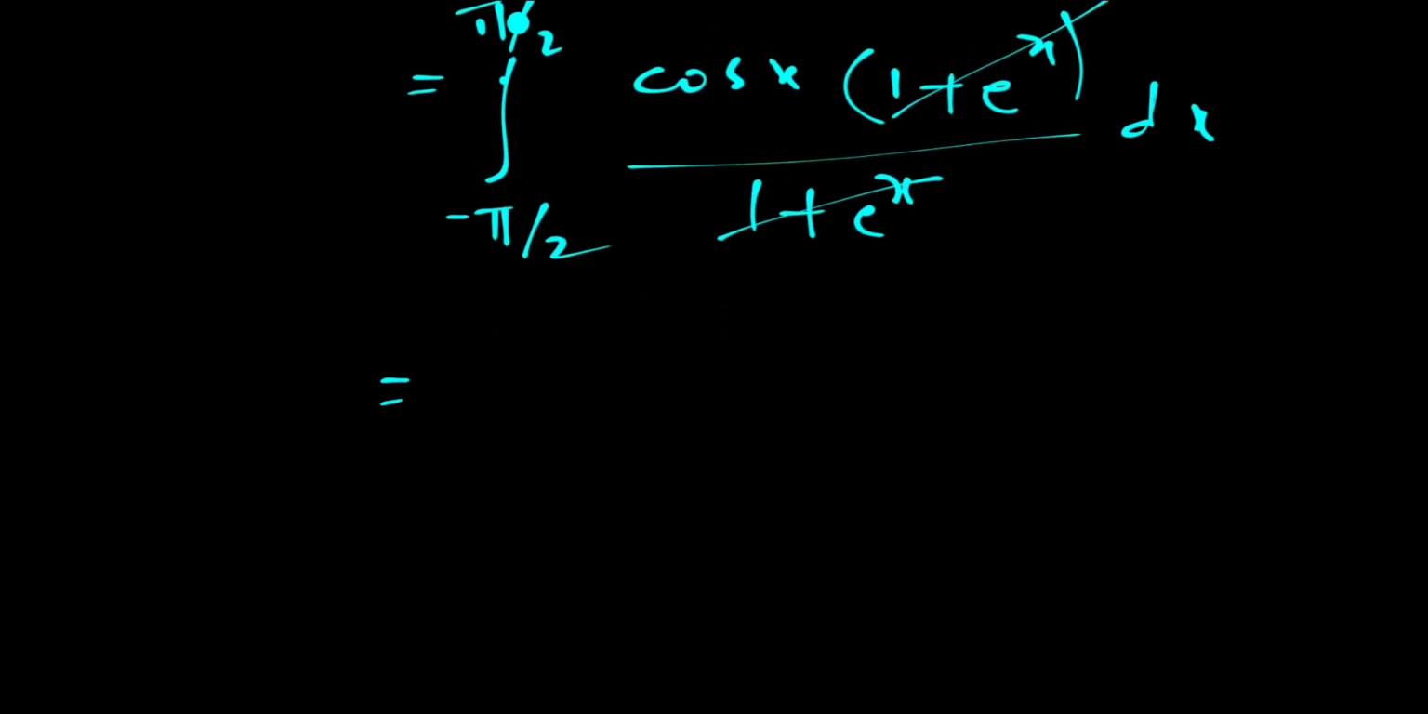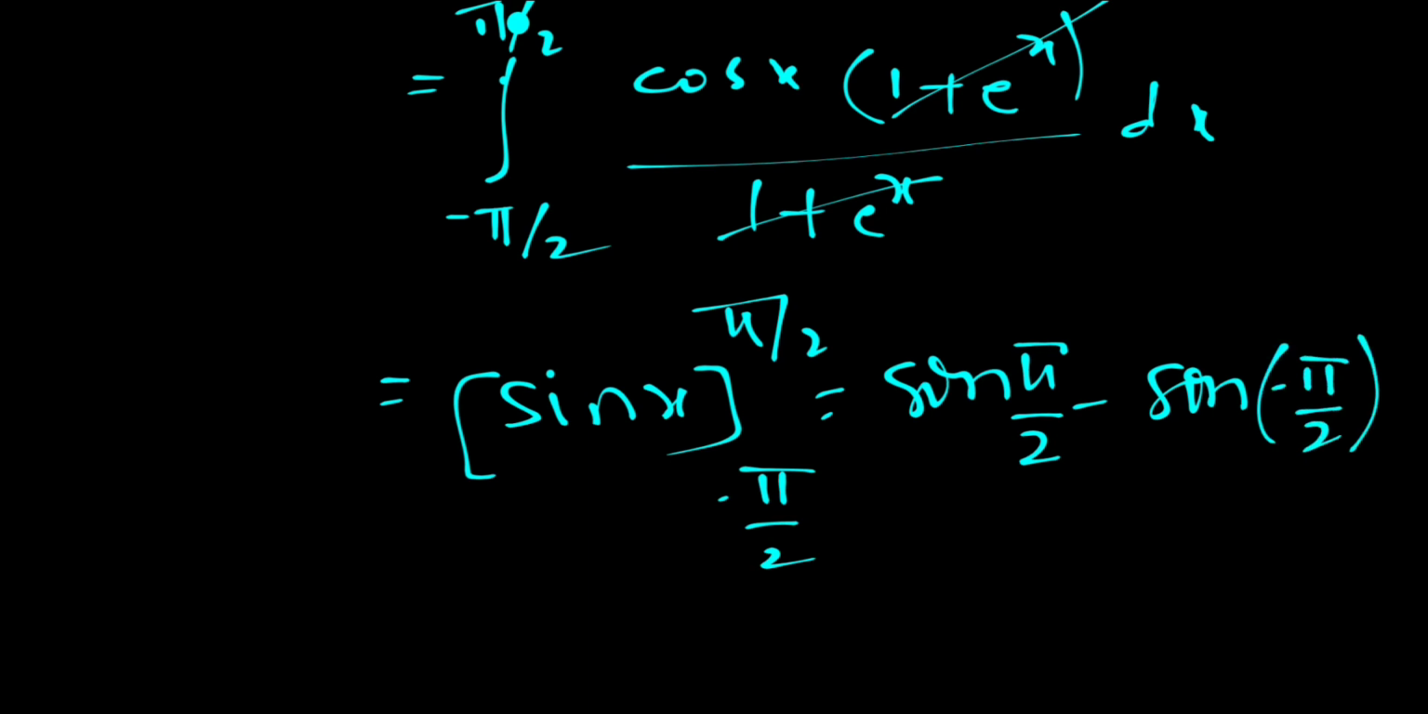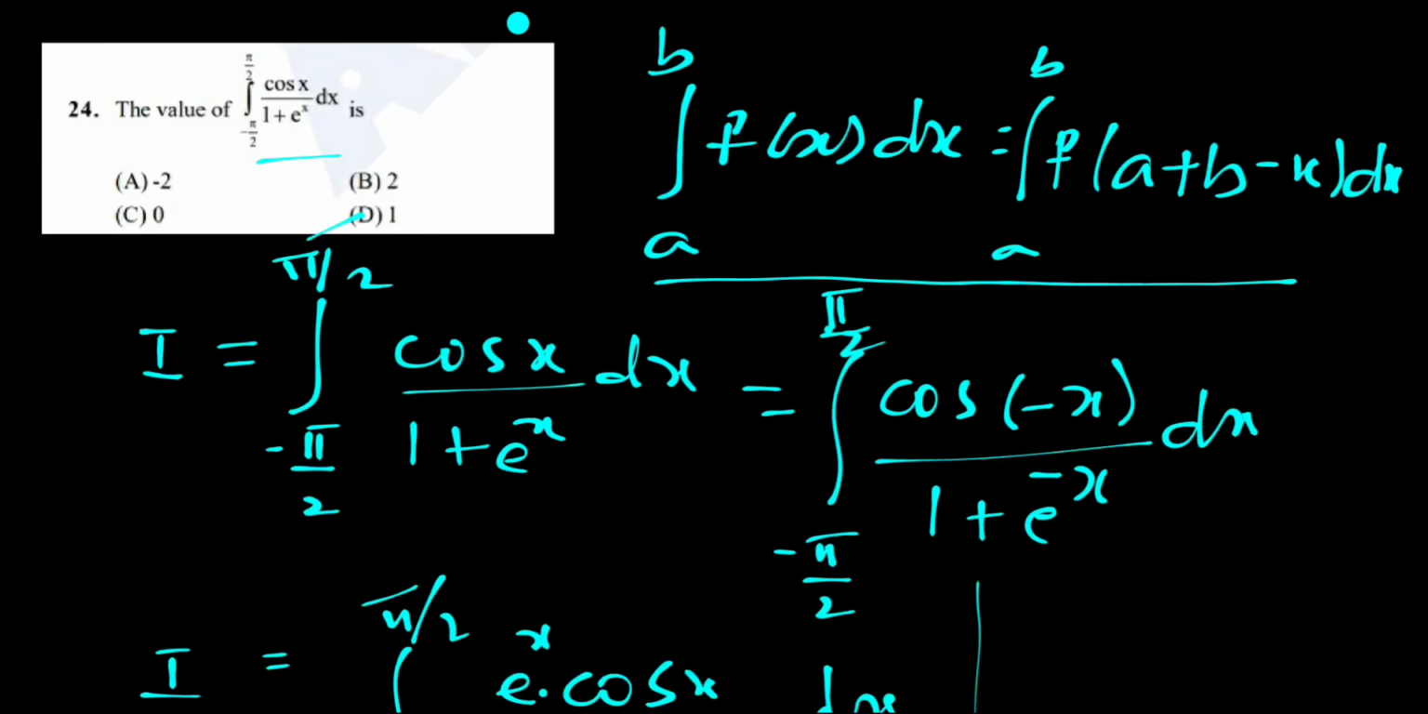So now integration of cos x is sin x from minus pi by 2 to pi by 2. Sin pi by 2 minus sin of minus pi by 2. So total it will become sin pi by 2 plus sin pi by 2. Sin pi by 2 is 1, this is also 1. 2I, I plus I is 2I, is equal to 2. I value is 1. D is the correct answer.